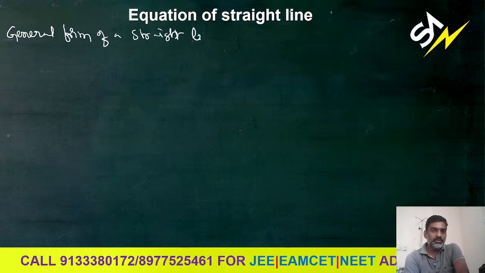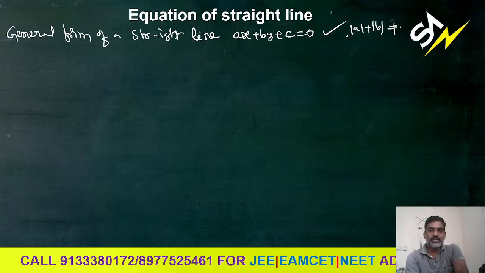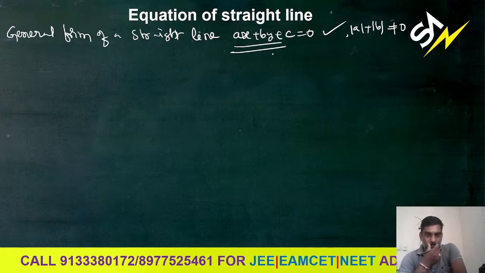What is the general form of a straight line? Ax plus by plus c equal to 0. This is called the general form of a straight line, where modulus of a plus modulus of b is not equal to 0. Okay, this is called the general form of a straight line.